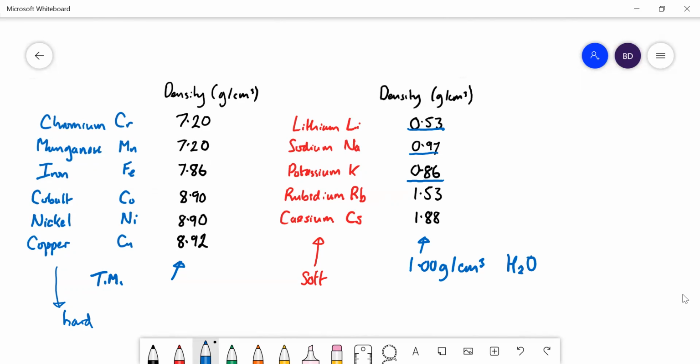Obviously, group 1 metals, you can't make things out of them because they'll just react away and you wouldn't have any metal left very quickly. So there's just the basic differences between group 1 and the transition metals.